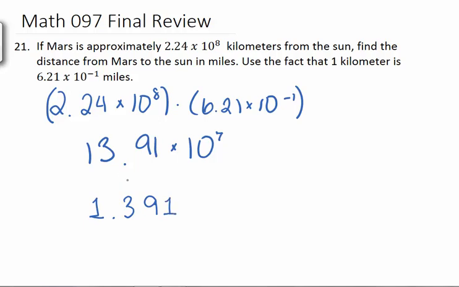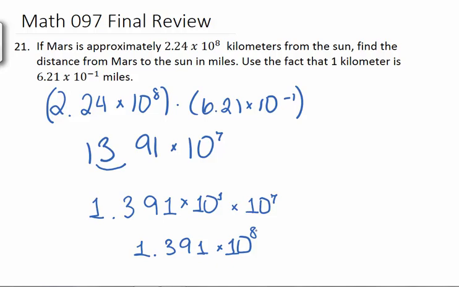Currently 13 is not between 1 and 10, so we need to move the decimal place once. And then we still have this times 10 to the 7th. Multiplying these exponents is going to mean adding, so 1 plus 7 is 8. So 1.391 times 10 to the 8.